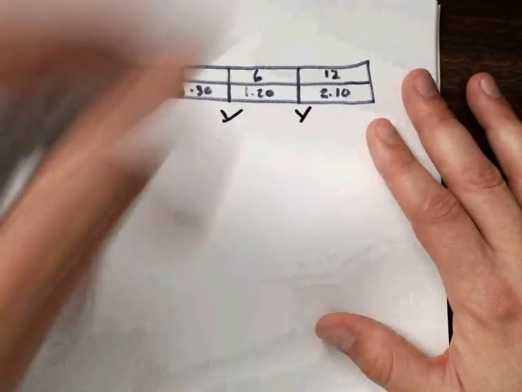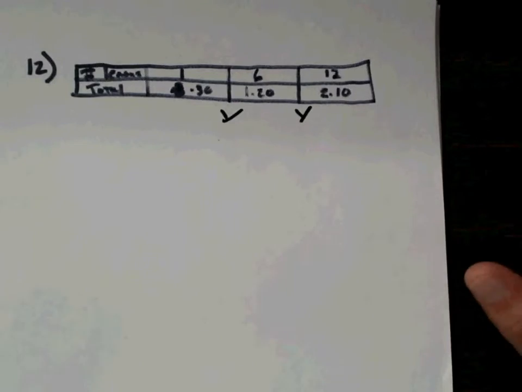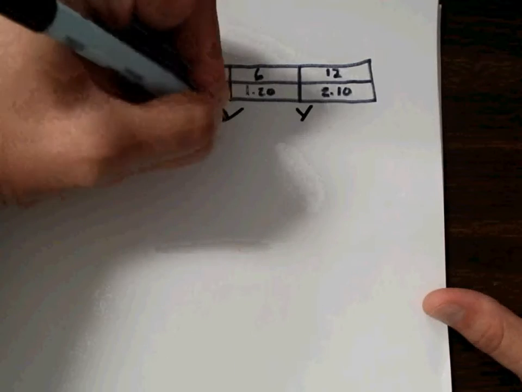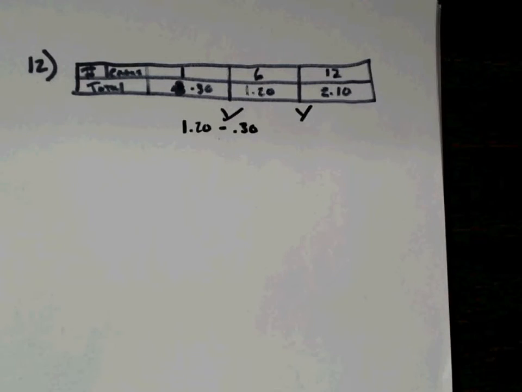What is the difference between those? $1.50 and $1.20. What's the difference? .30. So I'm going to take 1.20 and subtract .30. What do you get? There you go.